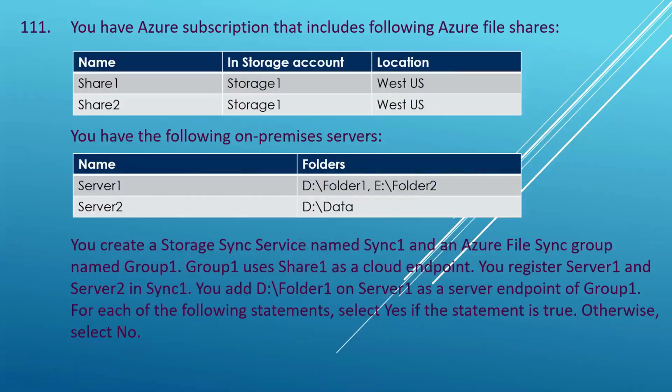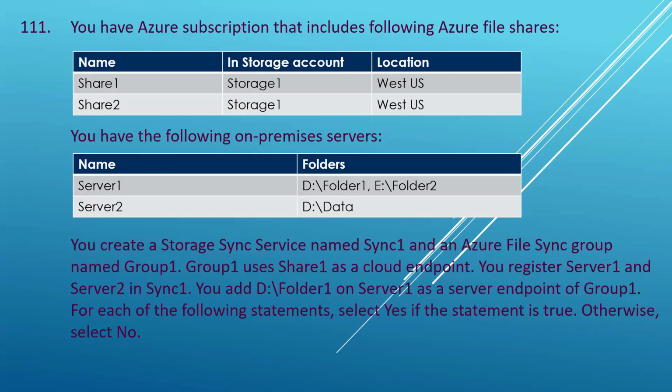First question of this part of the series. You have an Azure subscription that includes the following Azure file shares. There are two file shares with the names Share 1 and Share 2. They are hosted in storage account 1 and their location is West US.